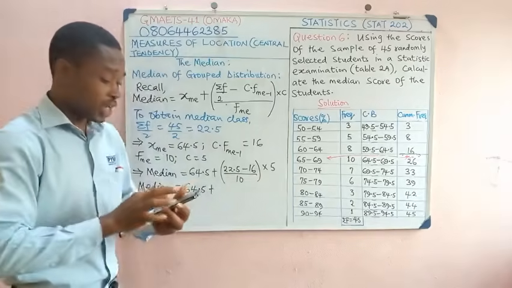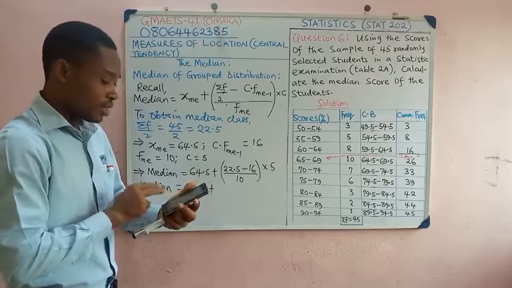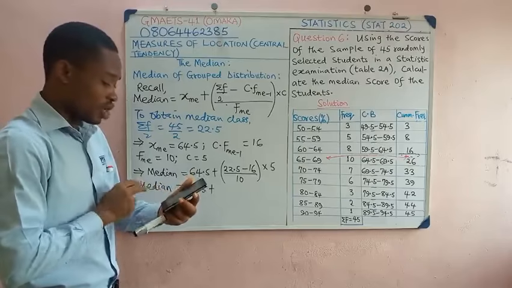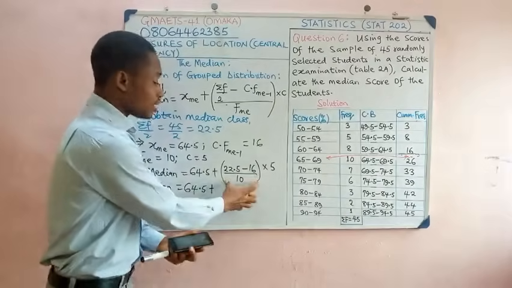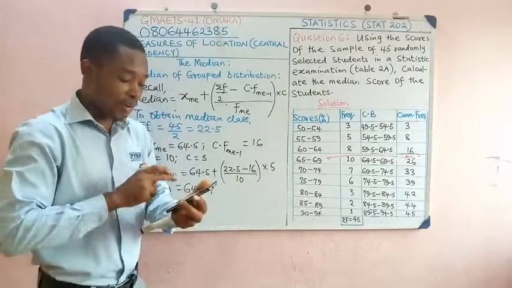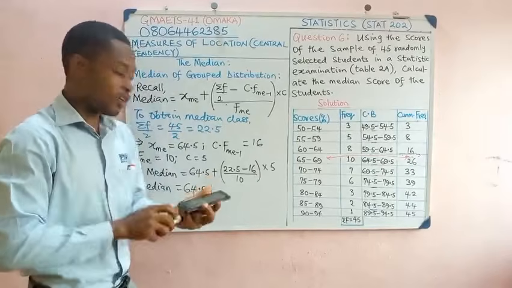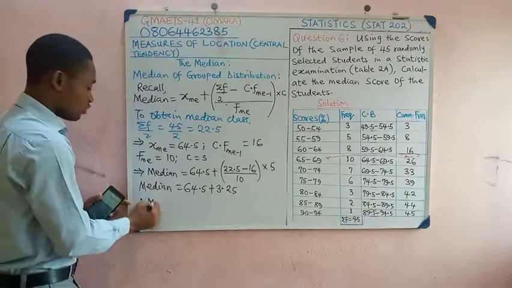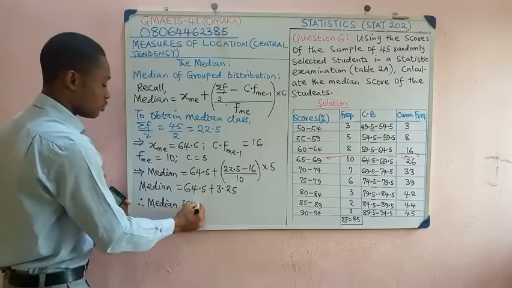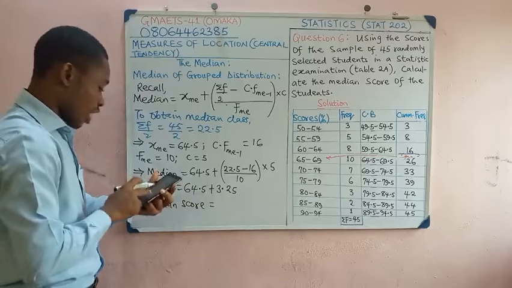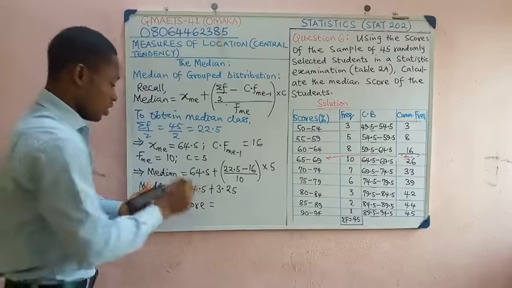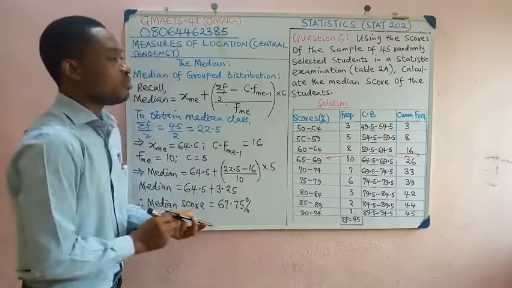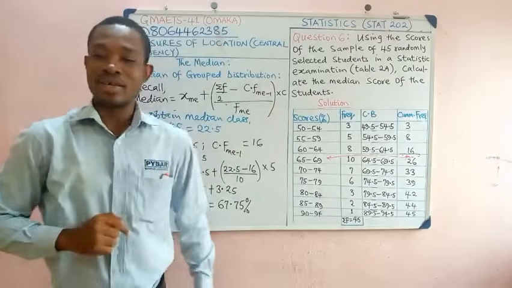Are we ready? Let's switch to our calculator and press 22.5 minus 16. It's giving me 6.5. I'm going to divide that 6.5 by 10, which gives 0.65. So this whole bracket is 0.65. Let's now multiply it by 5. That is 3.25. I'm going to add this 3.25 to 64.5. In conclusion, the median score for this student in this statistics examination is 67.75%.